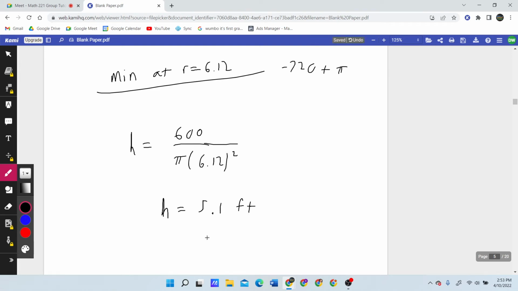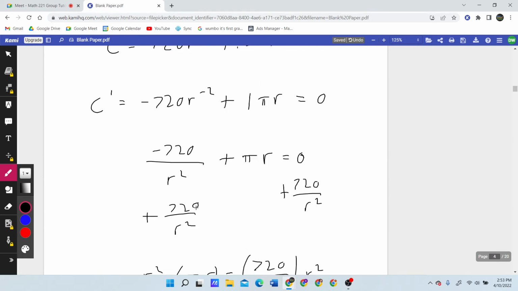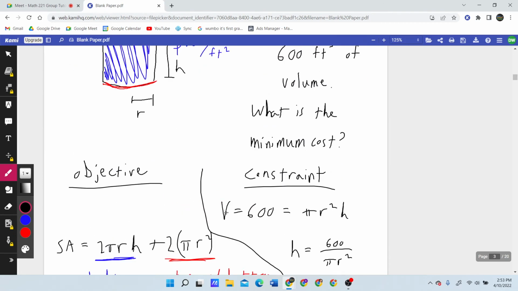We have our dimensions height and radius. Any questions so far? We're almost done. Just one step left, and that is to actually find out what the cost is. Remember, once you find the dimensions, that's not necessarily the final answer. Always read the question. So in this case, I want to know what is the minimum cost.